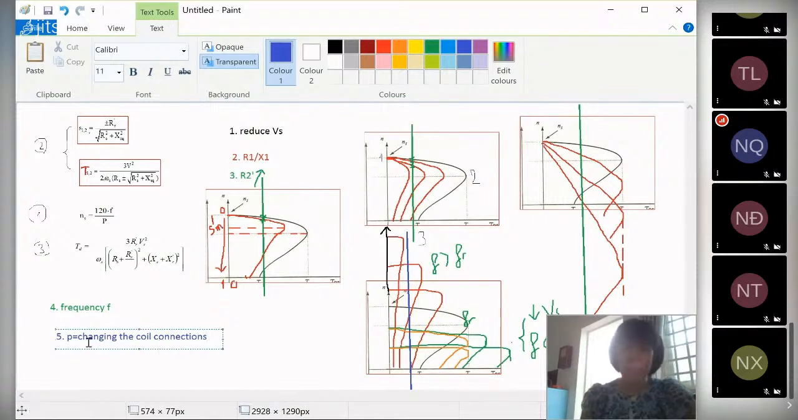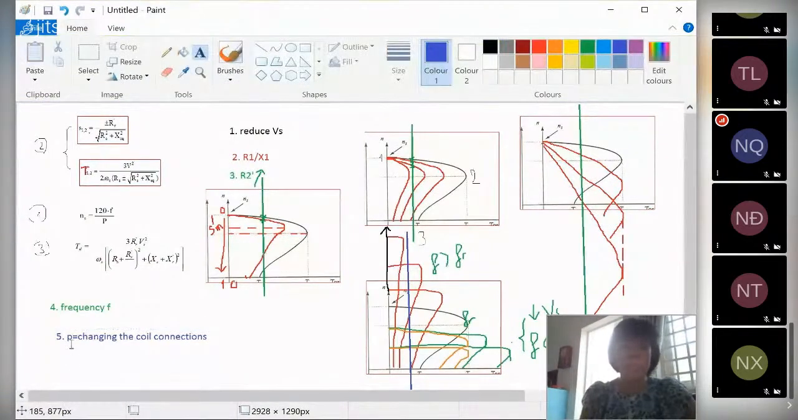Because when you change the speed, you have to change the coil connections. And remember that when you change the coil connections, the stator resistance and stator reactance will be changed too. Do you agree with me? Yes. So we will not consider this type of speed control method.